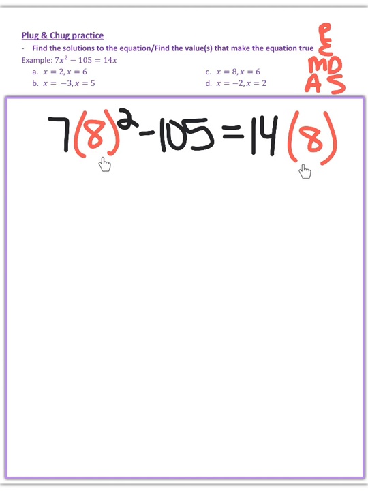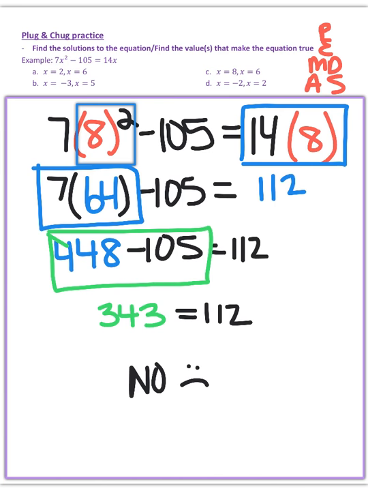If you want to try it on your own first, then go ahead and pause the video and see if you get the same thing I got. Alright, if you got down to the very bottom, you hopefully ended up with the answer of no. If you kept everything on the left-hand side, you should have ended up with 343, and then the right-hand side should have been 112.